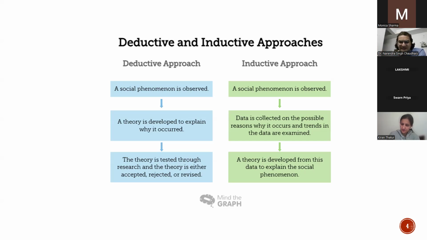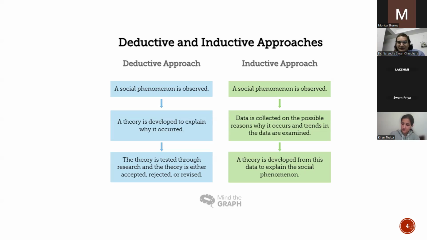I want to test it statistically, and then when I talk about the inductive approach, I'm starting everything from scratch. So what I'm doing is collecting data on the possible reasons why a certain thing is occurring, why a certain event is occurring, why people behave in a certain manner. I am looking for trends in the data to examine that properly, and due to this, the theory is developed from the data.